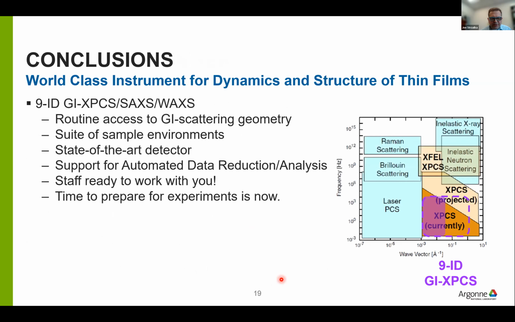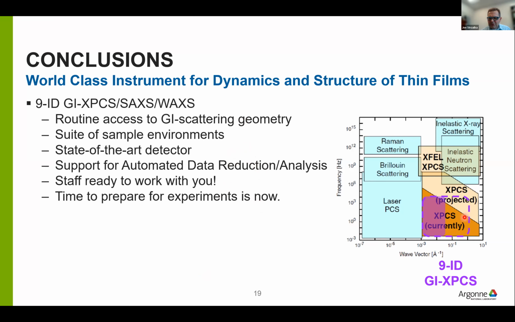And then, just in conclusion, I hope I've shown you that we're developing a world-class instrument for dynamics and structure of thin films and surface structures at 9ID. And this will allow a view of dynamics with routine access to the grazing-incidence scattering geometry with a suite of sample environments, a state-of-the-art detector, support for automated data analysis, data reduction. And our staff is ready to work with you for your experiments. It's time to start preparing for that.